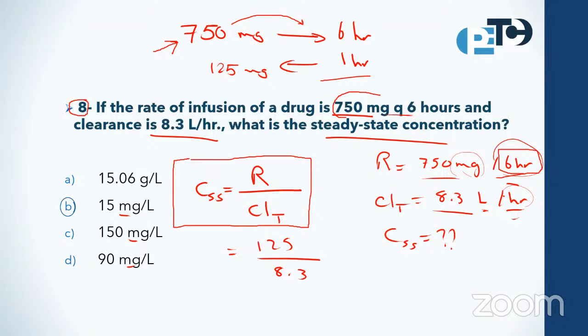Okay, I didn't calculate it, so it may be 15.06 gram. Why gram? Here we are using milligram, not grams, so the answer for sure will not be this one. It will not be gram per liter.